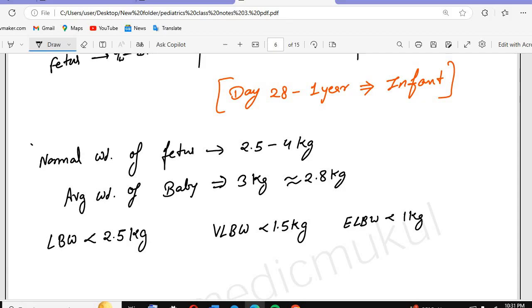Now, if the weight is more than 4 kg, what do we call this? Remember, if it is more than 4 kg, we call this a macrosomic baby, meaning a baby having high weight, more weight. That is a macrosomic baby, a big baby.